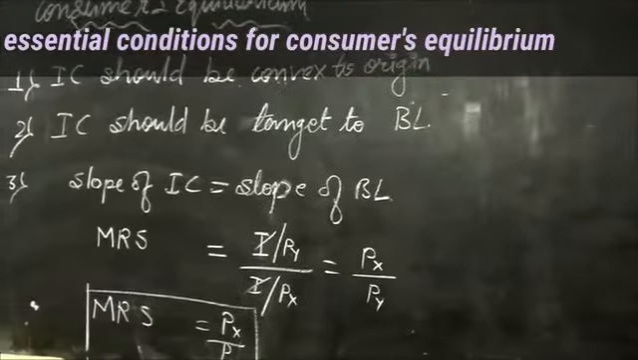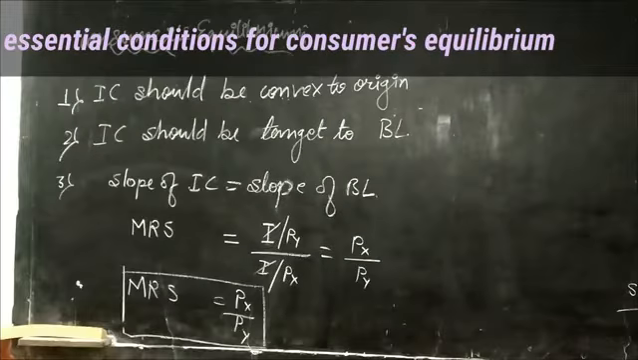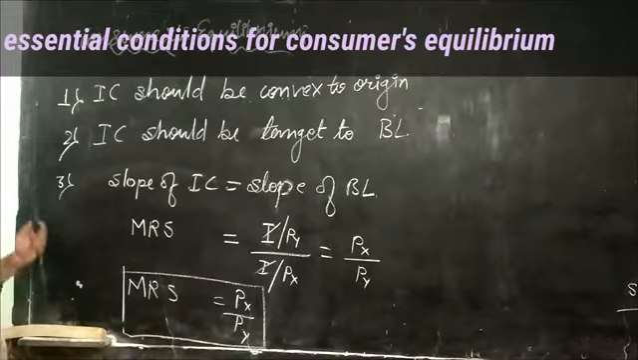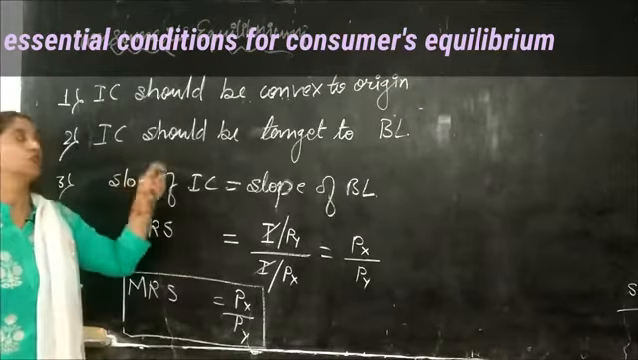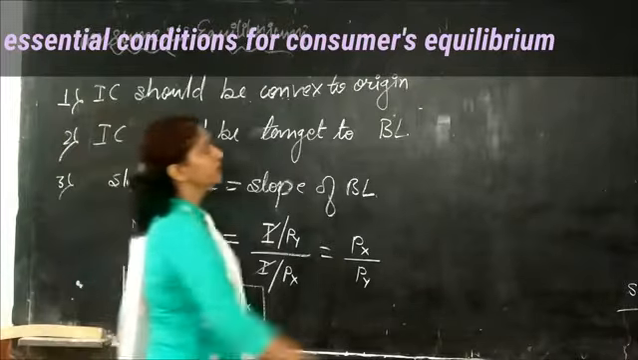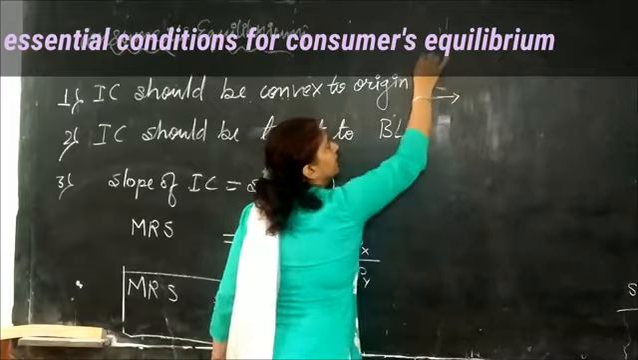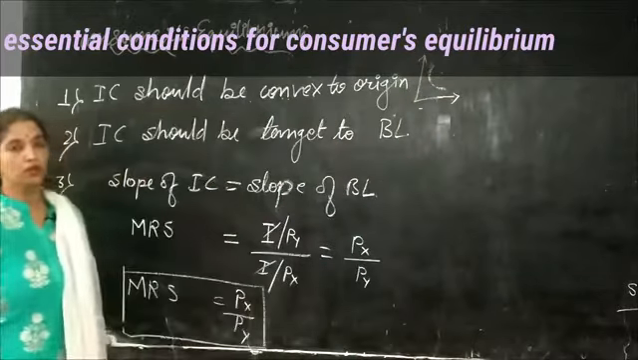Equilibrium conditions for the consumer. There are three essential conditions for consumer equilibrium. First condition is the convexity of the indifference curve to the origin. It means the indifference curve should be convex to the origin in shape. Convex, like this. It should be convex to the origin.